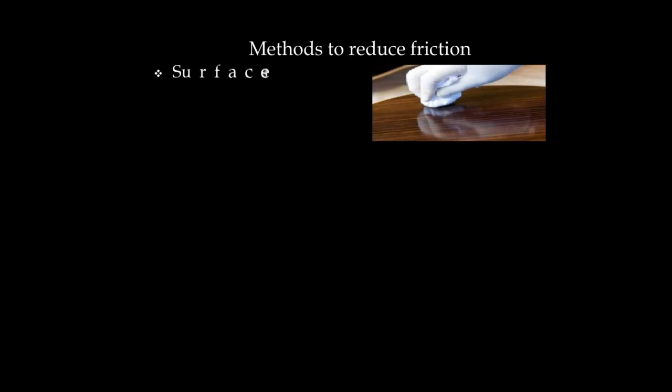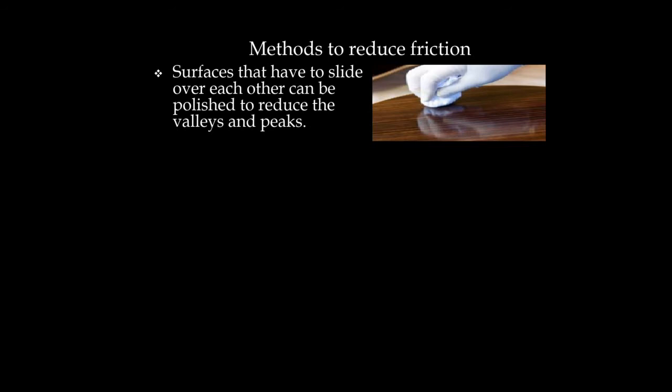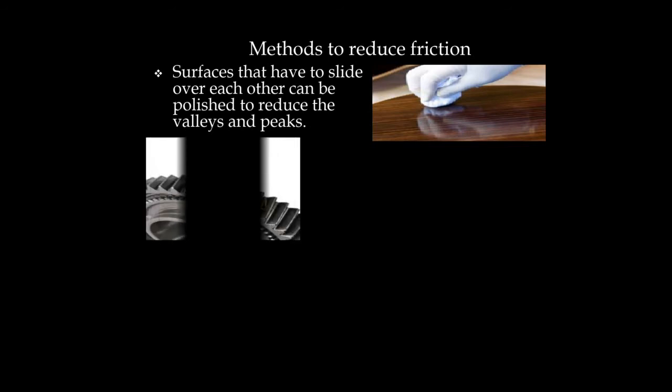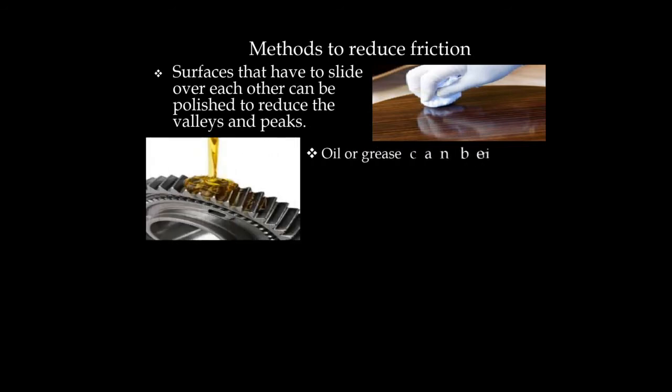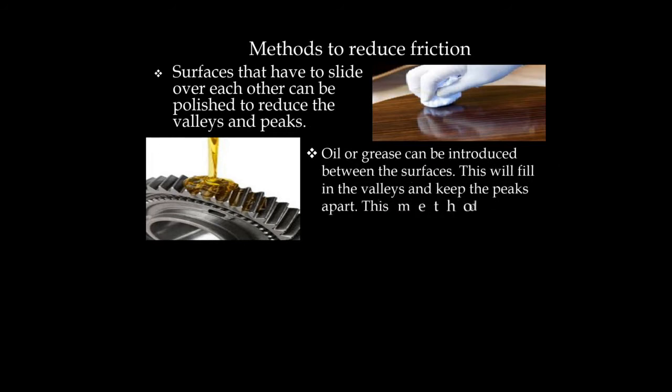Then, methods to reduce friction. Surfaces that have to slide over each other can be polished to reduce the valleys and peaks. Then oil or grease can be introduced between the surfaces. This will fill in the valleys and keep the peaks apart, and this method is called lubrication.